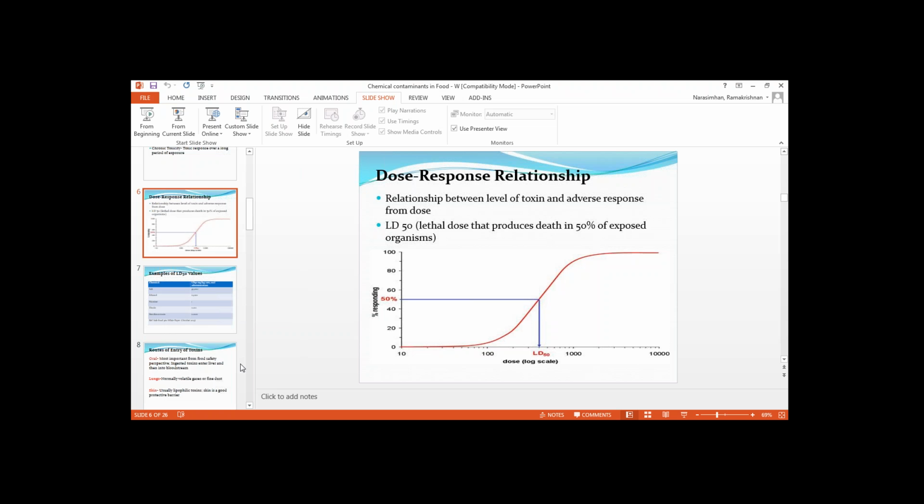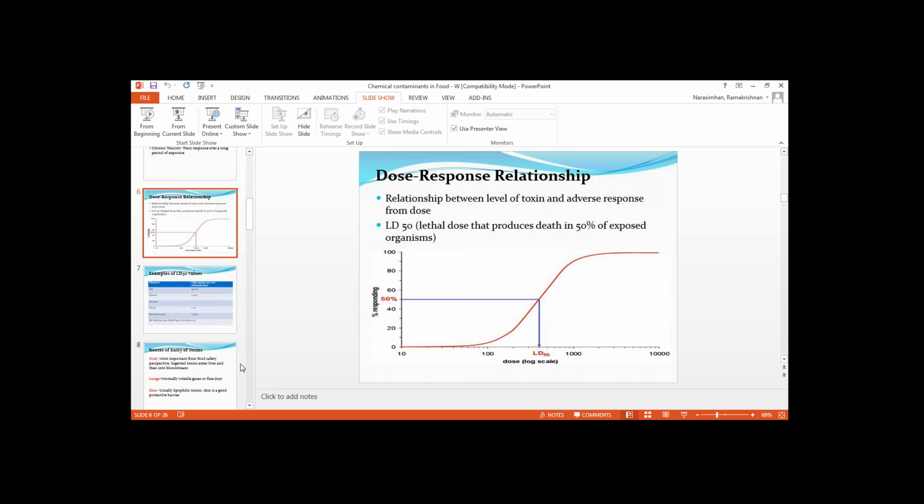Now, dose-response relationship. The fundamental principles of chemical toxicology are based on dose and response. Basically, it is a relationship between the level of toxin and the adverse response arising from the dose. For many individuals, there is a dose level at which there is no observable response.